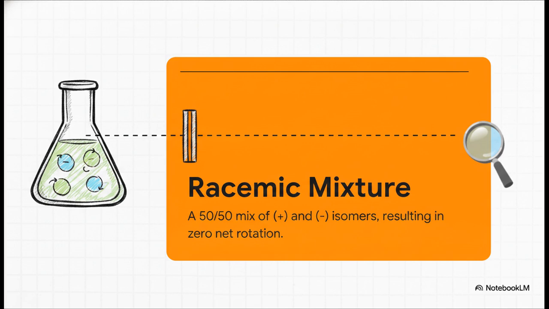Now think about this. What if you have a beaker filled with exactly a 50-50 mix of both enantiomers, half plus, half minus? We call that a racemic mixture. Because half the molecules are twisting the light, say 20 degrees to the right, and the other half are twisting it 20 degrees back to the left, the effects completely cancel out. The net rotation is just 0. Thanks to this external compensation, a racemic mixture is completely optically inactive.